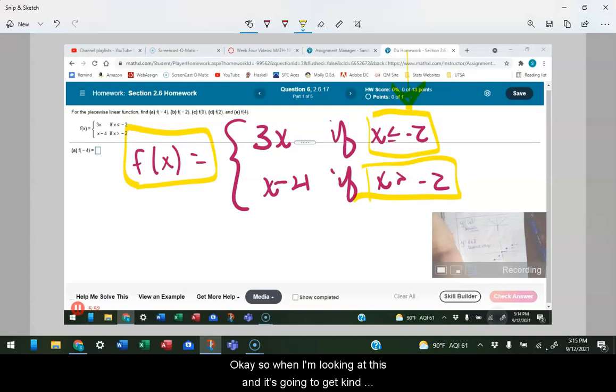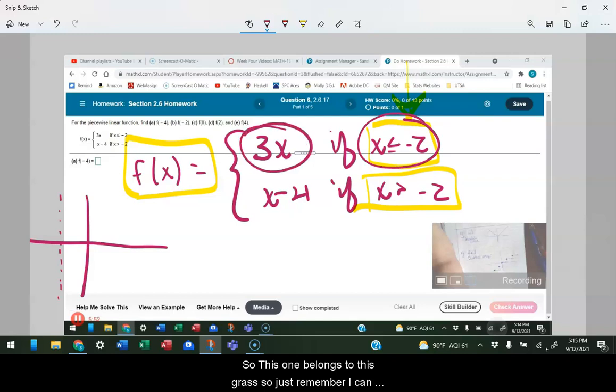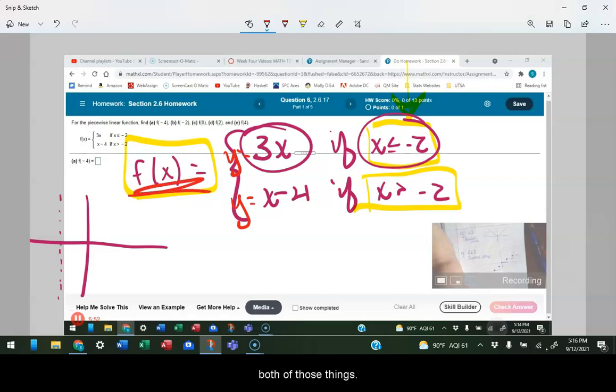Okay, so when I'm looking at this, and it's going to get kind of messy, sorry, that means I've got a coordinate plane, okay? And the change in the graph occurs at negative 2. So this one belongs to this graph. Just remember, I can just as easily write that as y equals 3x and y equals x minus 4. Math people are lazy, so I'm just going to say f of x equals both of those things, okay?